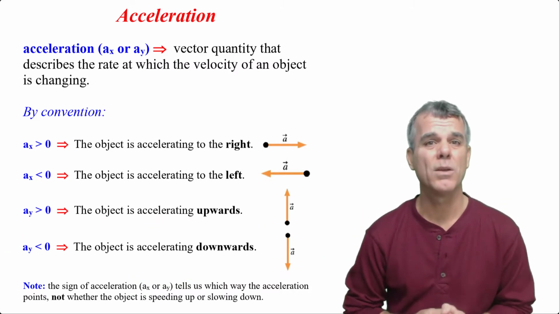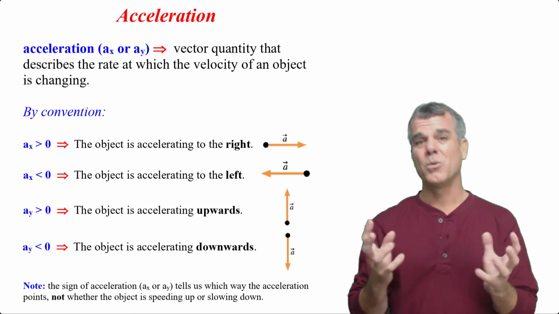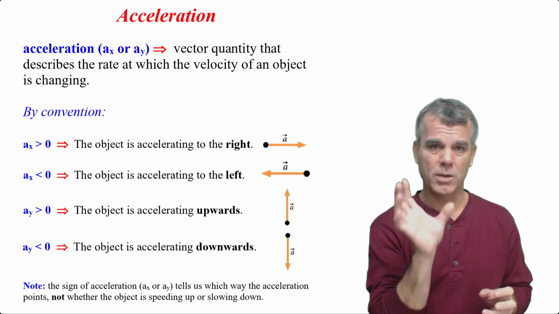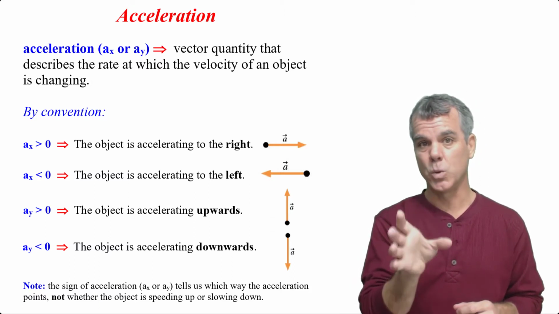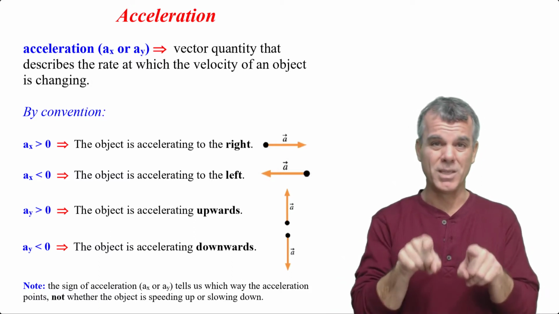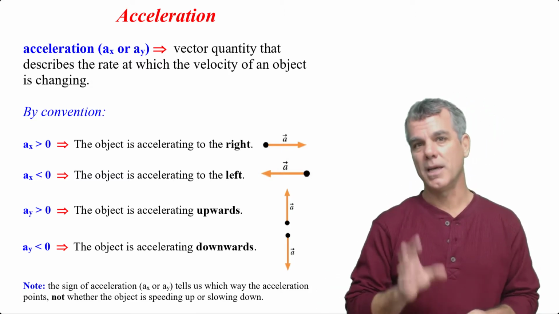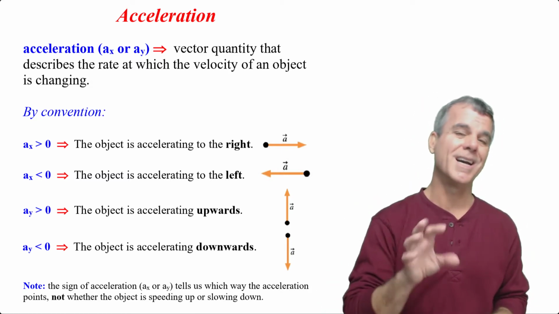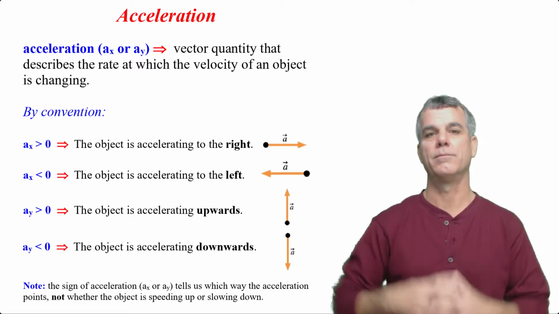Well, how do we know whether that's going to result in an object speeding up or slowing down? We're going to get to this in a second, but the quick preview is anytime velocity and acceleration point in the same direction, which means they have the same sign, the object's going to be speeding up. Anytime velocity and acceleration point in opposite directions, that means the object is slowing down.